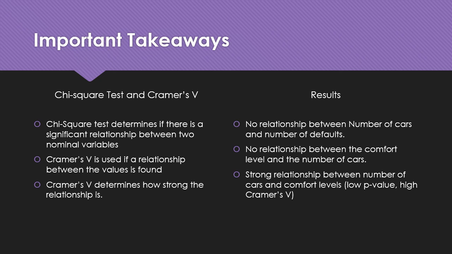So the results for these particular tests that we did: there was no relationship between the number of cars and the number of defaults. There was also no relationship between the comfort level and the number of defaults. And at the end, there's a strong relationship between the number of cars and the comfort level. In this case, it was a low p-value, and there was a high Cramer's V value.